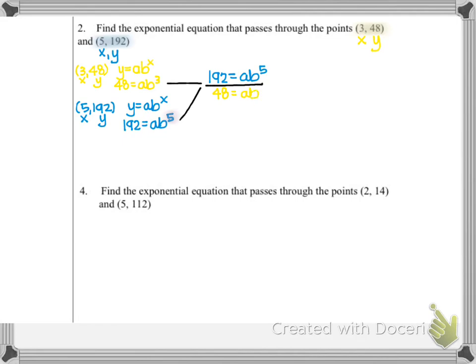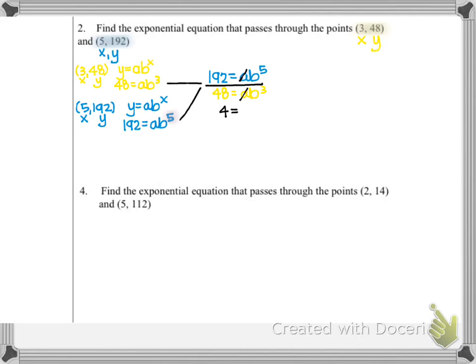Notice that everything is all stacked up like it was back when we did linear equations. So now I've got my constants on top of my constants, my equals on top of my equals, A's on top of A's, B's on top of B's. Now I'm going to divide. So I'm going to do 192 divided by 48. That's going to give me 4. I know that A divided by A is 1. So those are going to cancel.